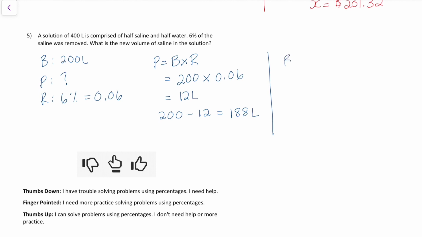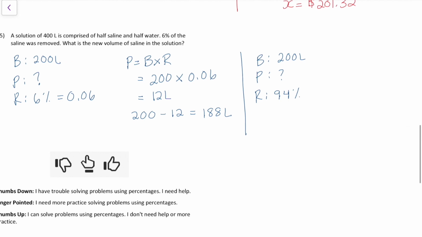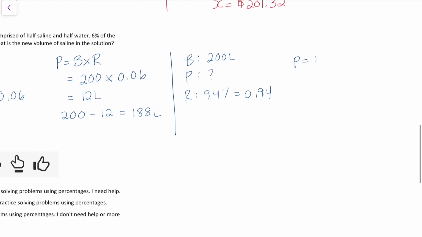Or if I want to get right to my final answer, I could say the original amount is 200. How much is left? And left is 94% of the original amount. So I can do 200 times 0.94, which gets me right to 188 liters. And again, you can do both of these in proportions as well.